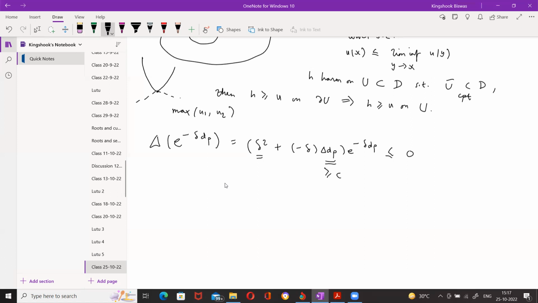I'm not assuming that the manifold is harmonic. I'm not assuming the manifold is harmonic. So for delta small, this will be a positive superharmonic function. So this will show that this is positive.